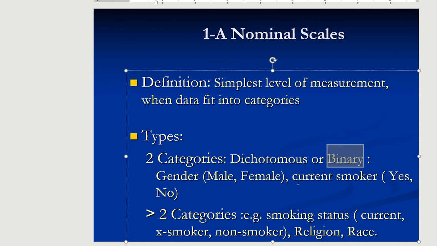Let's just take it further. When we talk, for example, about more than 2 categories, for example race, let's say white, black, Hispanic, etc. We have categories, but there is no rank in these categories. Okay?